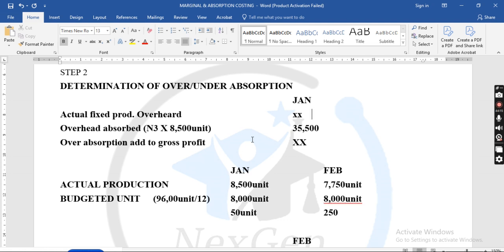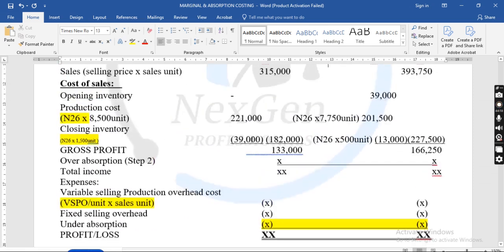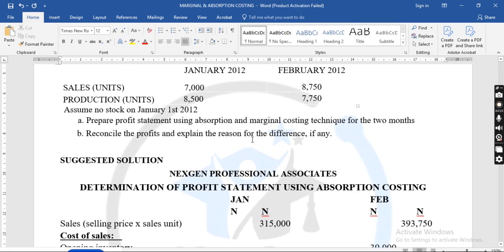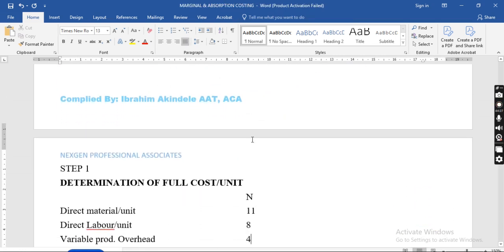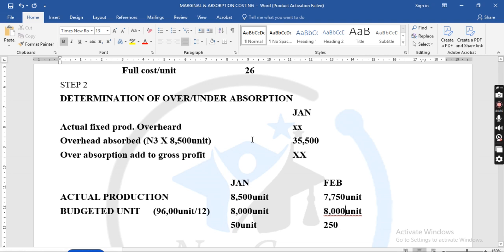Okay, the actual production unit in January is 8,500. What I mean is the difference. I'm talking about the difference, sir. The difference is 500, not 50. Okay, thank you. 500 units. So from this now, we can determine if it is over or under, if we overproduce or we underproduce. Now, the budgeted units produced.